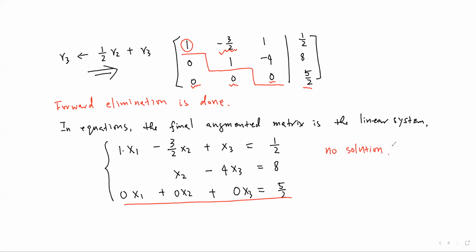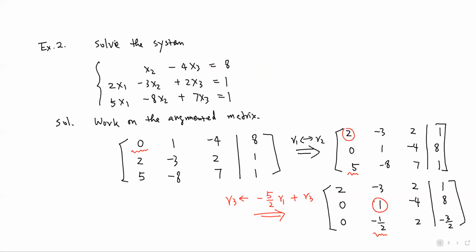The original linear system has no solution because of the third equation here. 0 is not equal to 5/2. So no solution. We don't need to perform backward elimination to find the solution. Okay, done. The solution is done for this linear system. Now, example 3.